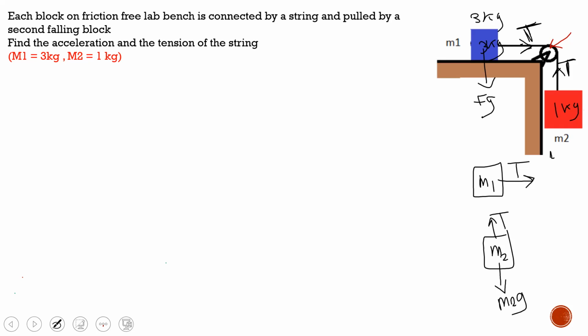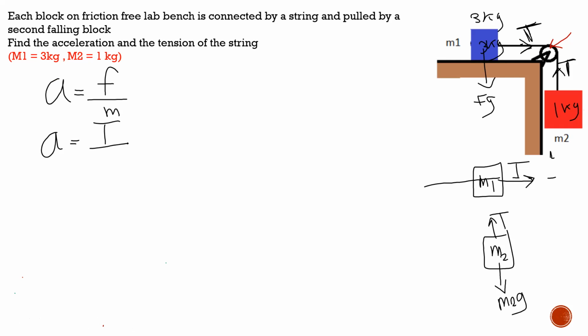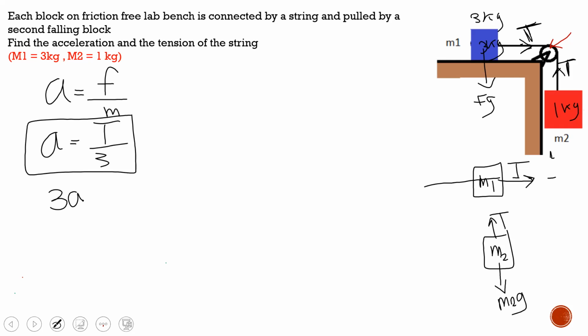Let's find now the acceleration for M sub 1. We said acceleration is force over M. F net here is only, look here, the tension. So I will say tension over mass 1, which is 3. Both the acceleration and the tension are unknown. So I will have the first equation: 3A equals T. This is equation number 1.